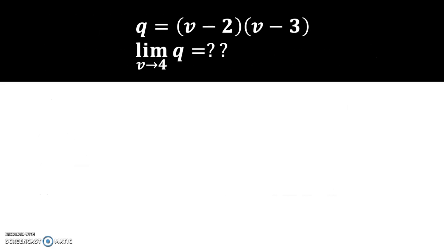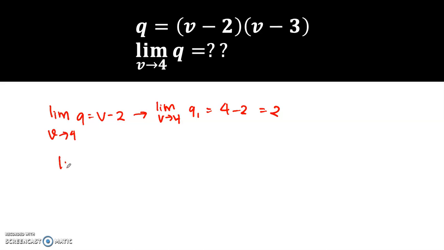So let's work on an example here. If we have this function q equals v minus 2 times v minus 3, based on the product limit theorem, we can work it like this. The first one we do for the first function, the limit as v approaches 4, where q1 equals v minus 2. Then the limit as v approaches 4 of q1 is just 4 minus 2 equals 2.